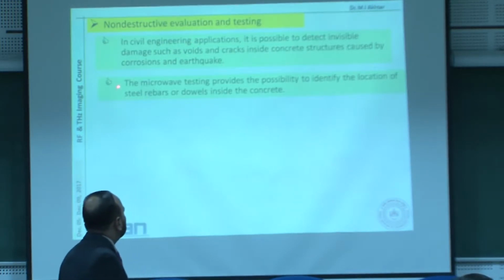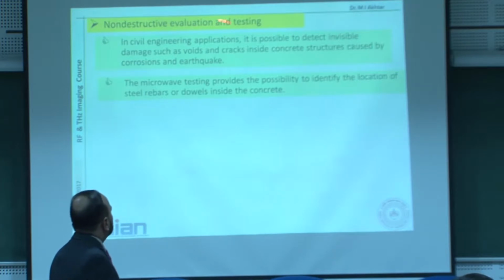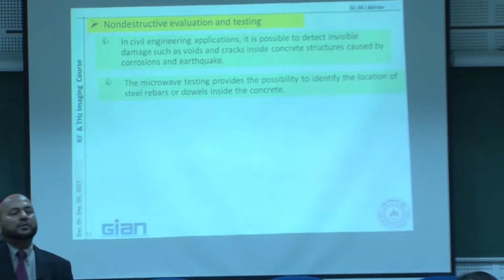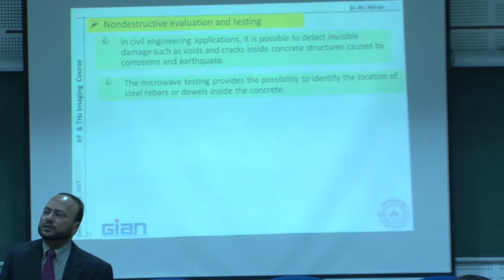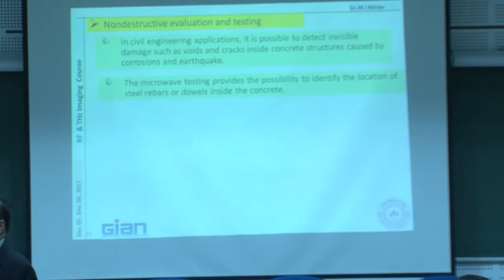So for civil engineering applications, actually you can detect invisible damage. The concept is simple: if you have any crack inside the building, you cannot see it with the naked eye, but if you use microwaves, because air has different properties than the normal wall, you can detect it. Similarly, people put some steel bars inside, and sometimes people forget where the steel bar is. The only way is that you go and actually cut it.